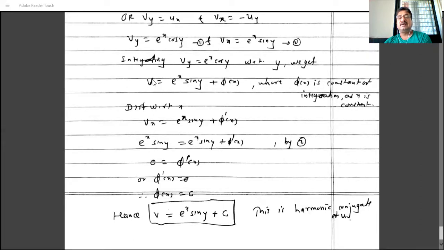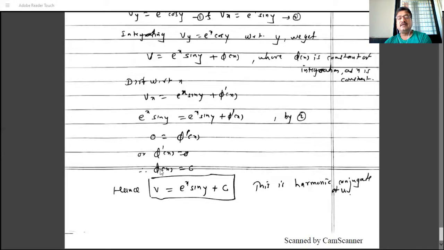Vx, the derivative of v is vx, and sin y is constant, and the derivative of e raised to x is itself, e raised to x, and the derivative of phi x is phi dash x. Then substitute vx as e raised to x sin y, which is equal to e raised to x sin y plus phi dash x, and so we have the answer: phi dash x is 0.